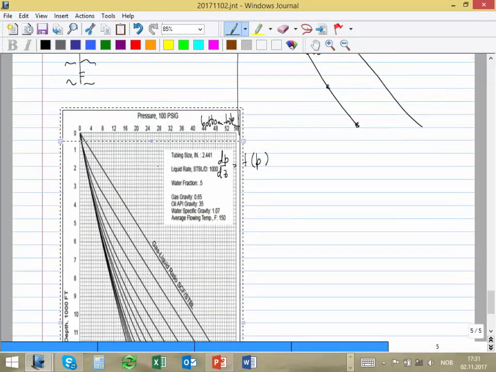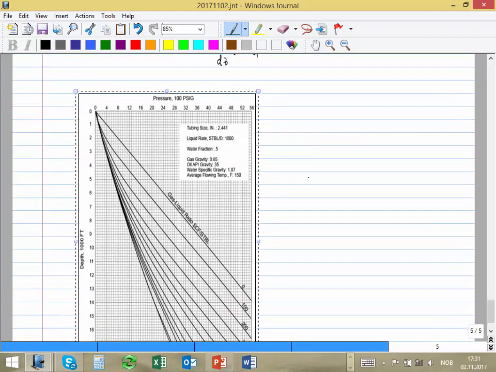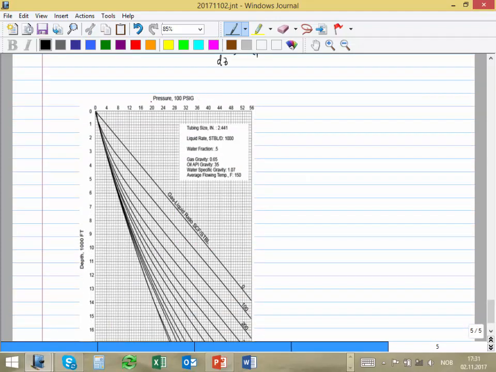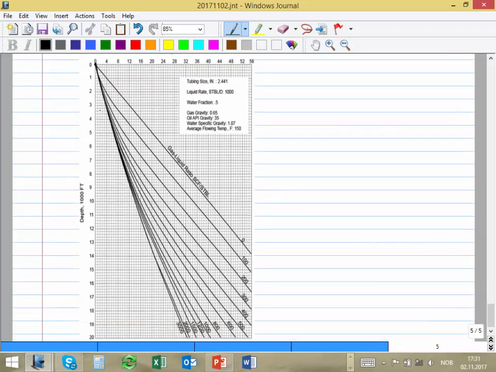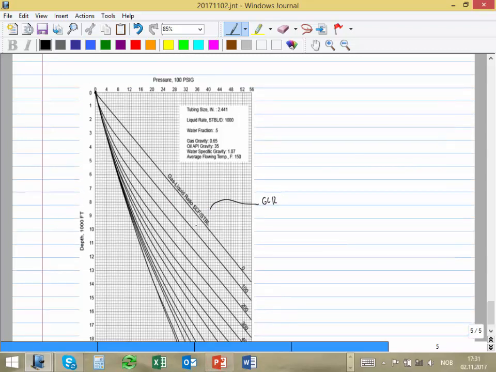So you understand: here we have the pressure in times 100, so this is 2,000 psi, 28,000 psi, and so forth. All of them are centered at zero. We have a very long 20,000 feet tubing, really a very long well. And here I have different curves for different GORs, actually gas-liquid ratios. So with this curve, you're provided with this information.